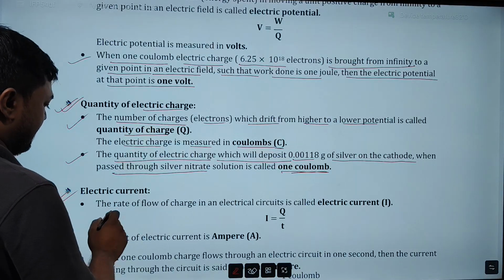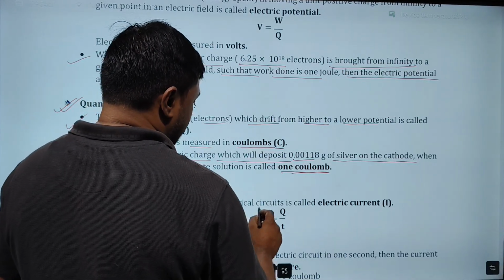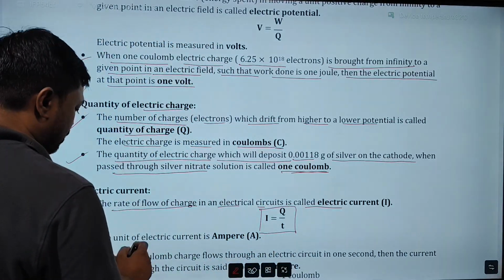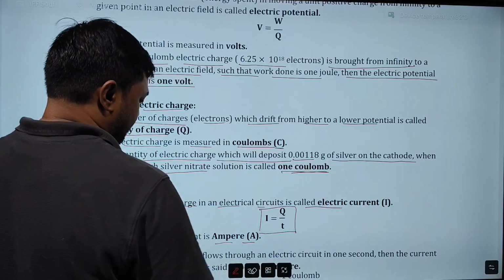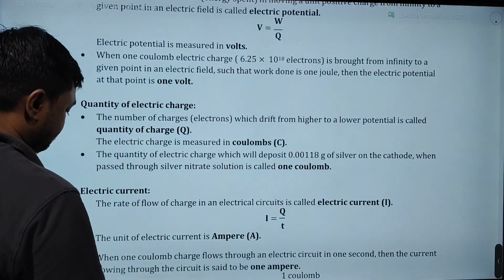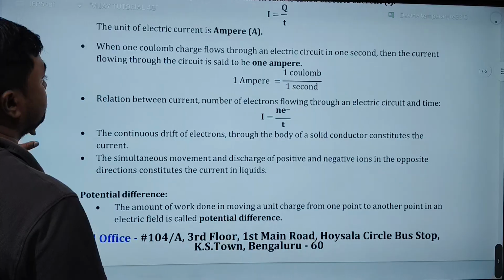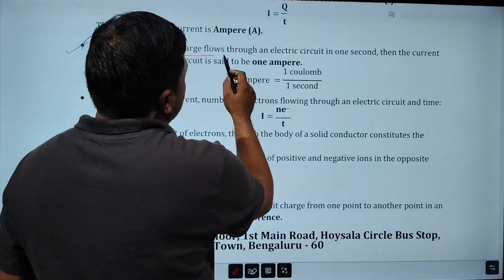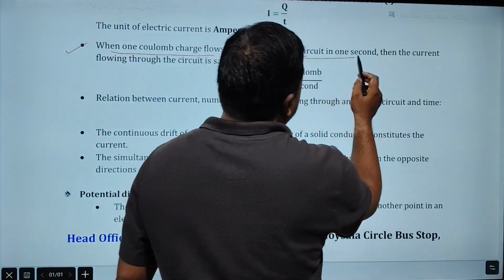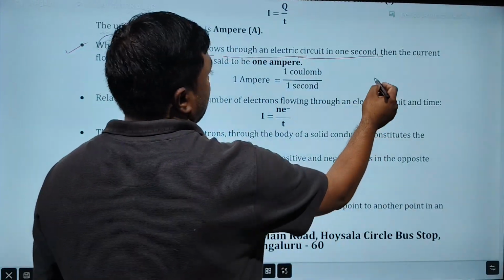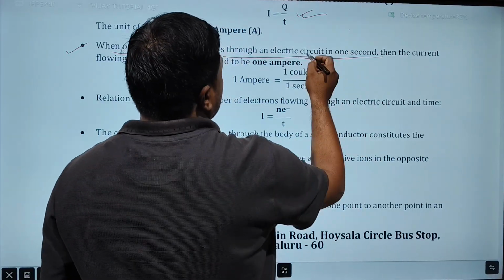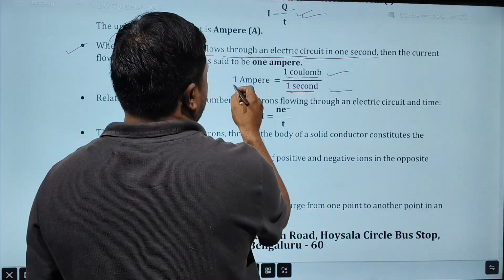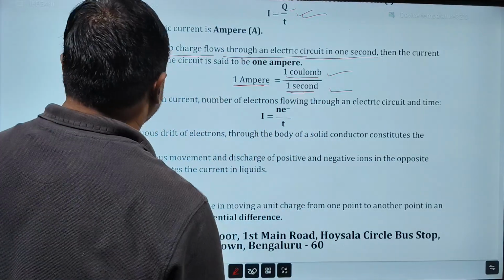So, electric current: the rate of flow of charge in an electric circuit is called electric current. So I is equal to Q by T, and SI unit of electric current is the ampere. We write capital A. Am I clear? How will you define 1 ampere? When 1 coulomb of charge flows through an electric circuit in 1 second. As you know, I is equal to Q by T. So when the charge is 1 coulomb and time is 1 second, current is 1 ampere. Yes or no?